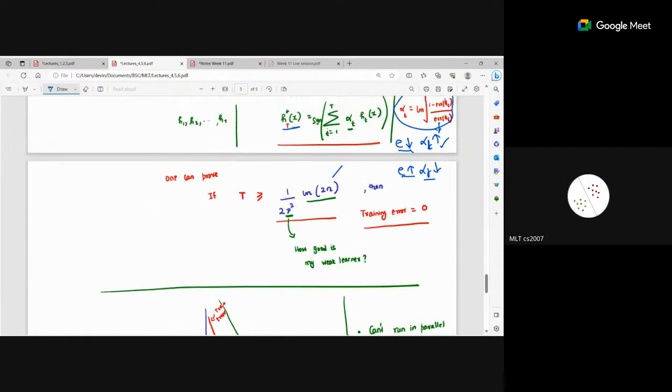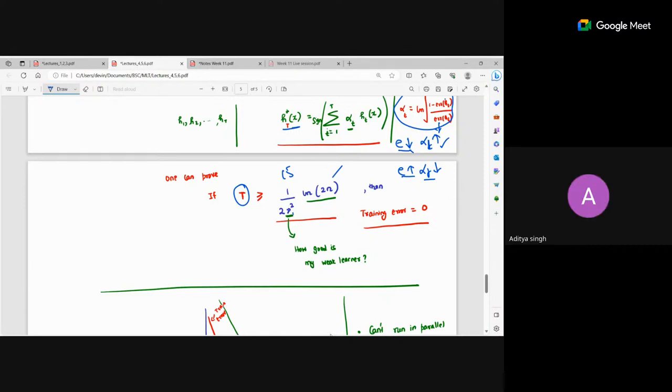And in this AdaBoost algorithm, what can be shown is that if the number of models you build is greater than or equal to ln(2n) / (2 gamma squared), where this gamma depends upon how good your initial weak learner is, then after some models the error is going to be 0. Let's say this value is 15. After 15 models, the training error of H_T(x) is going to be 0, which means all the points are classified correctly.